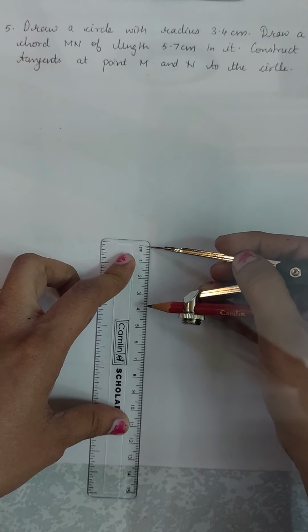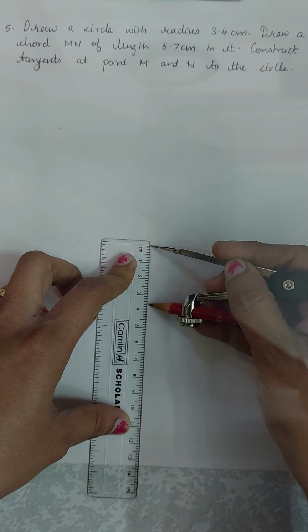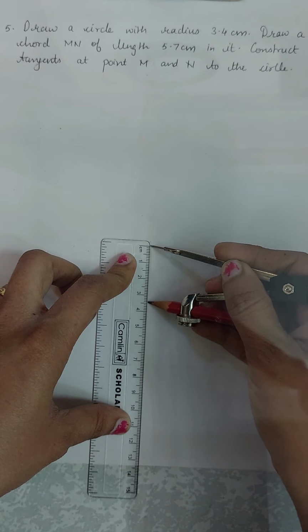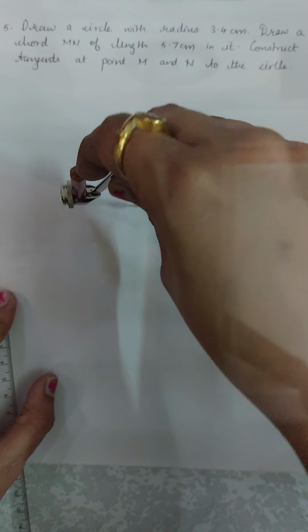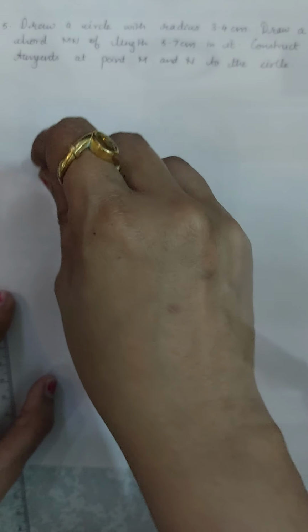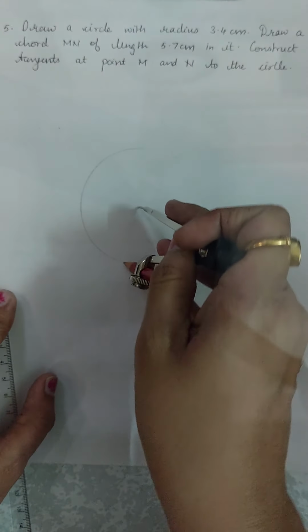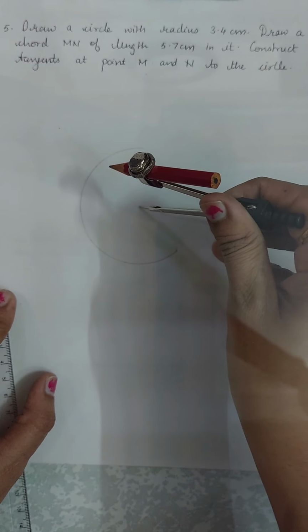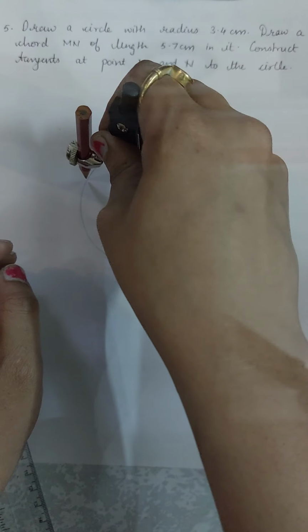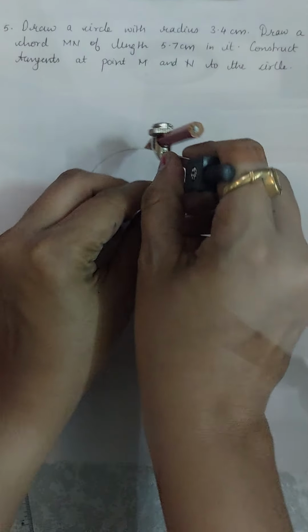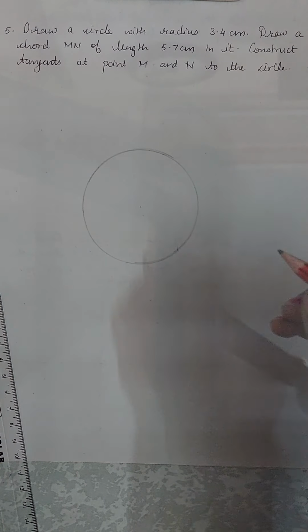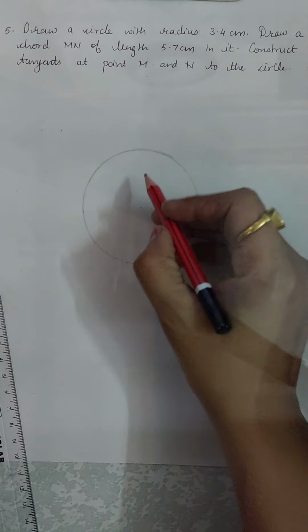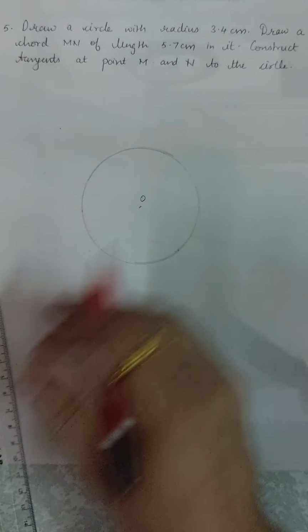Okay, so we take the radius 3.4 here. We take radius 3.4 and we draw the circle. So we draw this circle here. So this is a circle of radius 3.4 centimeter. Okay, now this is the center of the circle.